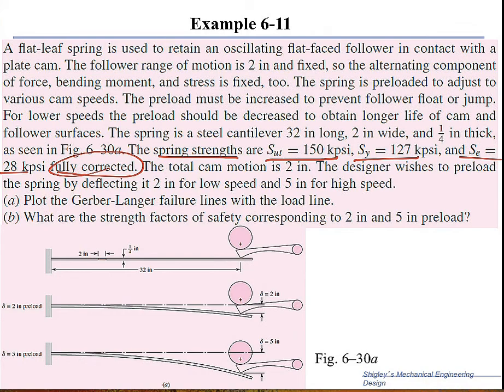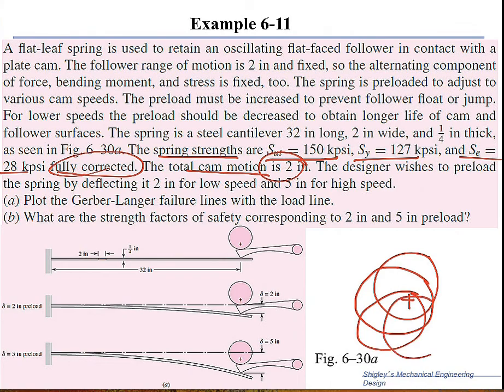And it says that the total cam motion is 2", meaning that if the cam is like this and it's rotating about this point, then the cam can move like this. So it's moving like that. Then from here to here is 2". This is the total cam motion, meaning that this is going to go up and down 2" as the cam rotates around.